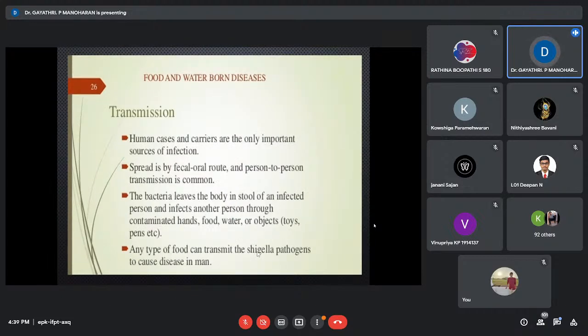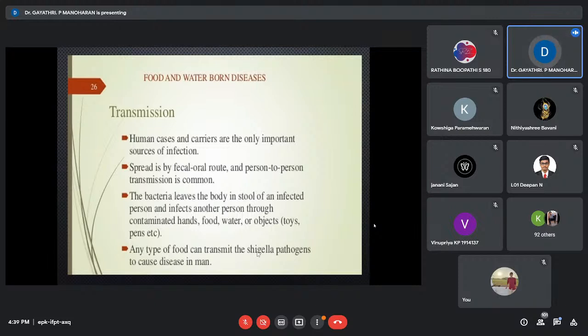So what are all the transmission அப்படின்னு பார்த்தீங்கன்னா human cases and carriers are the only important source of infection. Yes, இந்த ஸ்பெசிபிக் பர்சனோட ஃபிக்கல் வேற ஏதாவது ஃபுட்லயோ வாட்டர்லயோ கண்டாமினேட் ஆயிருந்தா அதுல இருந்து அந்த ஃபுட்டை சாப்பிட்ற எல்லாருக்குமே அந்த இன்ஃபெக்ஷன் கண்டிப்பா வரும். So spread is by fecal oral route. We call it as fecal oral route. That is the contamination of the specific fecal to a food which is taken by oral route is called as fecal oral route. And person to person transmission is common.